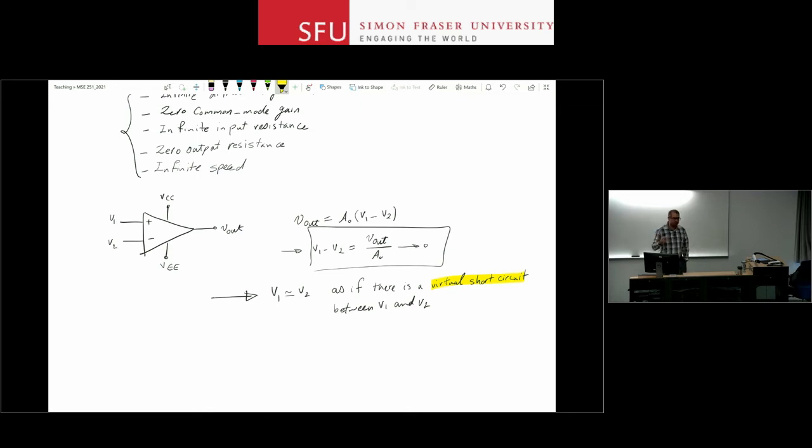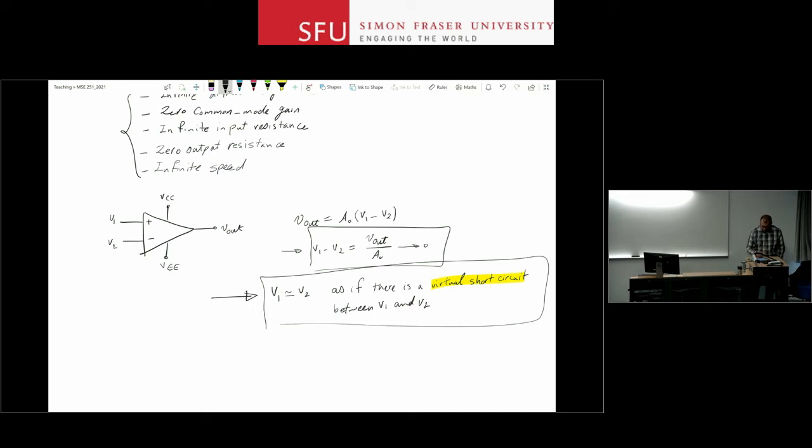And why do we call it a virtual short? What is the difference between this configuration and a real short? I'll come back to that in a second, and maybe this part that I'm going to explain will help you answer that question. The second rule, so this is rule 1. We call it the first golden rule for linear op-amp circuit analysis, and we'll see how it is applied.